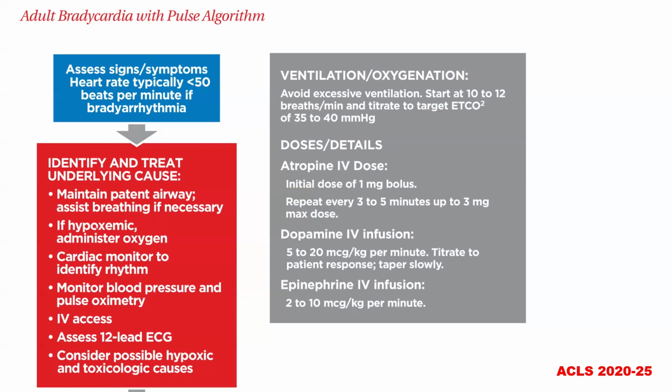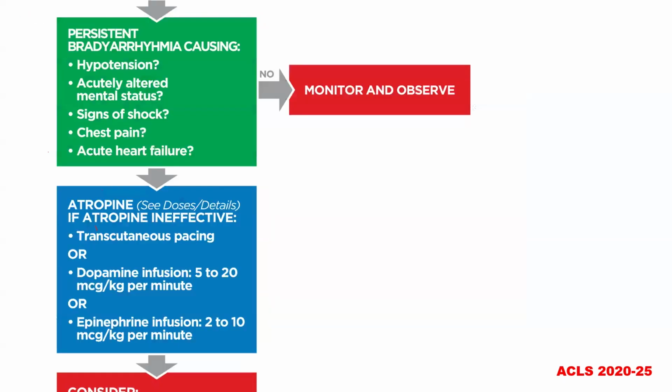If the bradycardia persists, you can start a dopamine IV infusion at a dose of 5 to 20 mics per kg per minute, or epinephrine 2 to 10 mics per kg per minute. If there is persistent bradyarrhythmia causing hypotension, altered mental status, shock, chest pain, or acute heart failure, go for transcutaneous pacing, dopamine infusion, or epinephrine infusion.